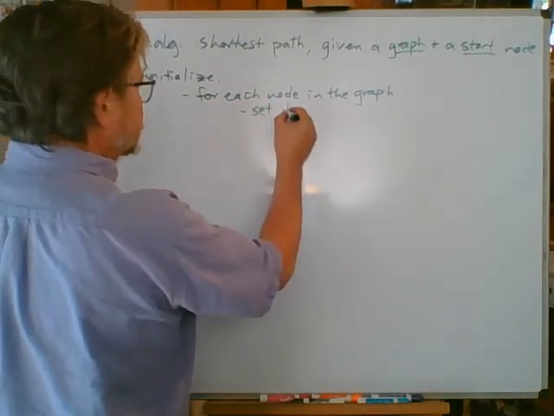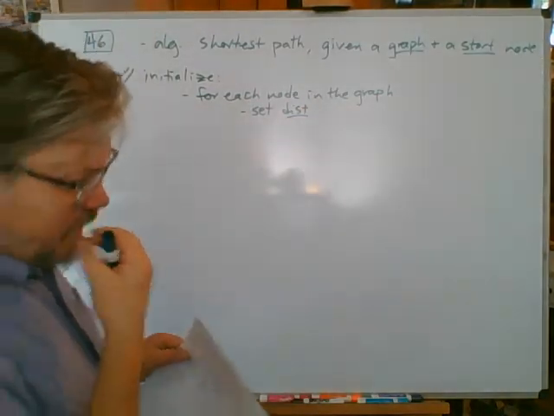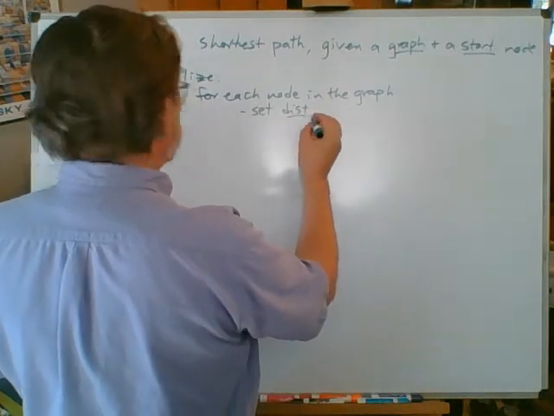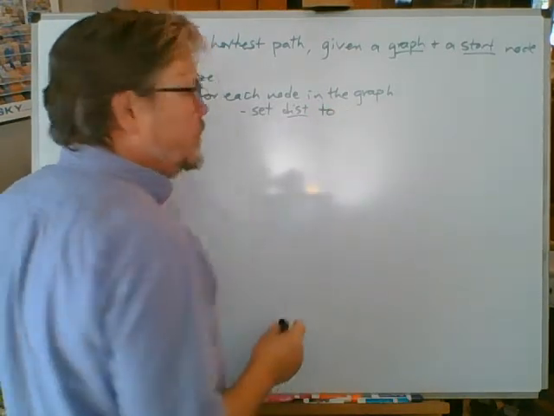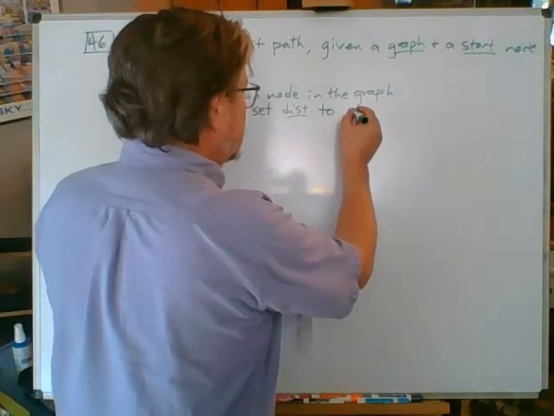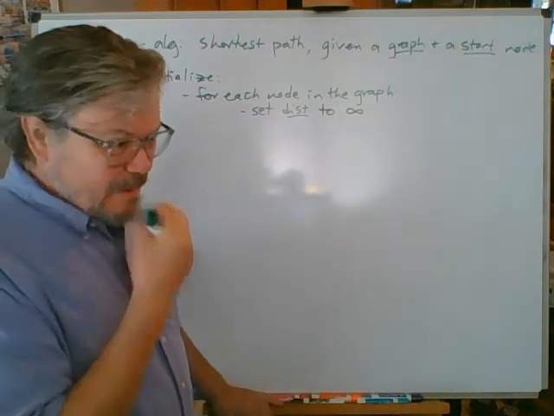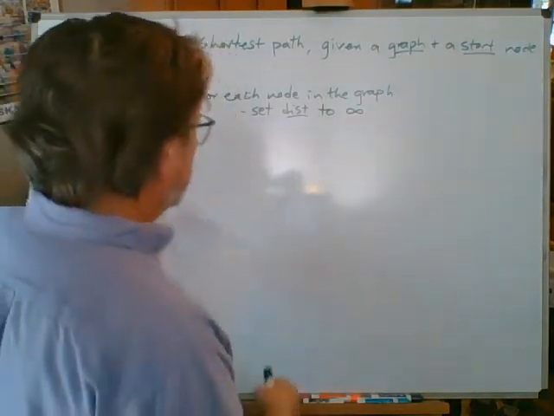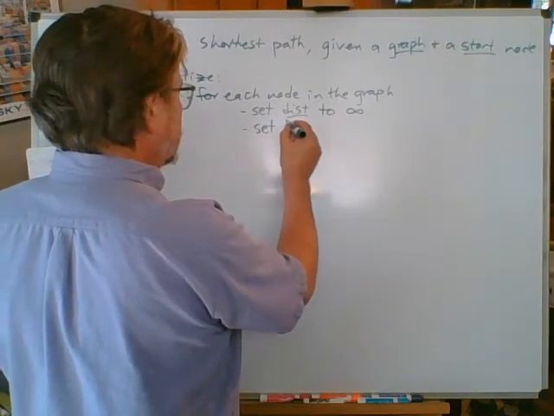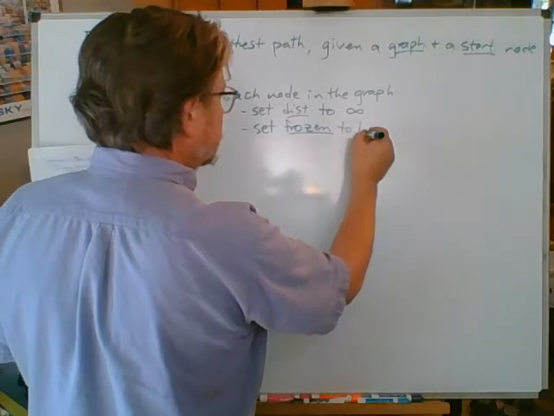I'll abbreviate it dist, D-I-S-T, and I'll underline it like it is an official variable, but you know, you could use any variable name you want. Set distance to, what did I say, to 0? Oh, good heavens, no. Then we're not going to find any shortest paths, are we? Set distance to infinity, which, of course, is not a number you can represent on the machine. There are different ways to represent that. We've already talked about that. Set frozen to false.